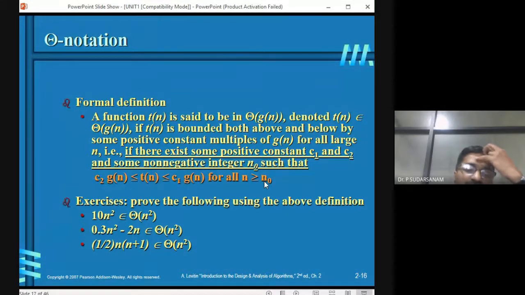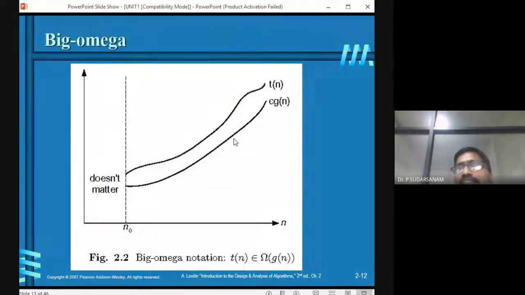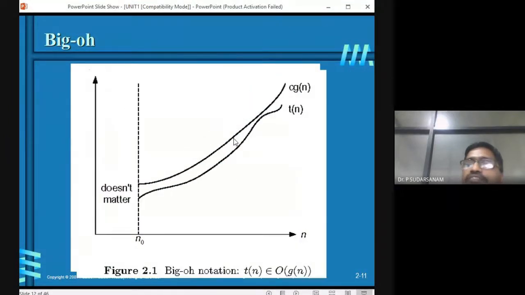Now here the example is that the T of n function will be there. For that function, it is in between: you have less than some values, greater than some values. Now if you combine the second and third definitions, this is the second definition, the third definition.